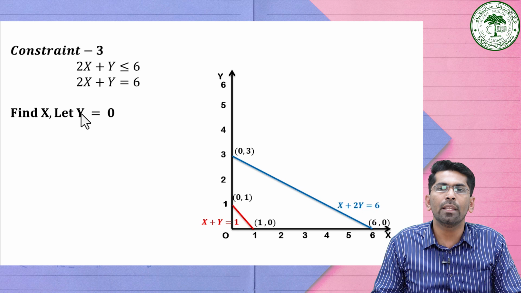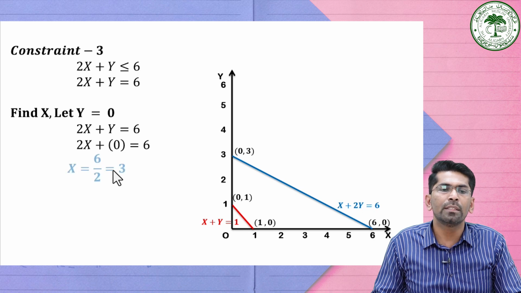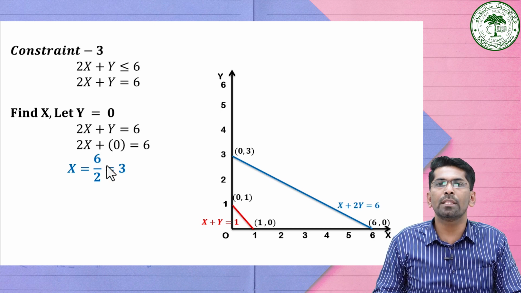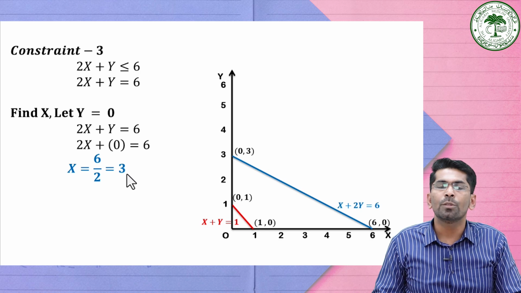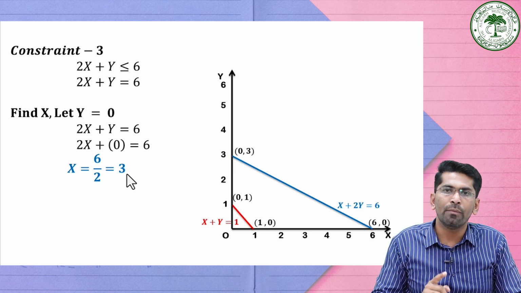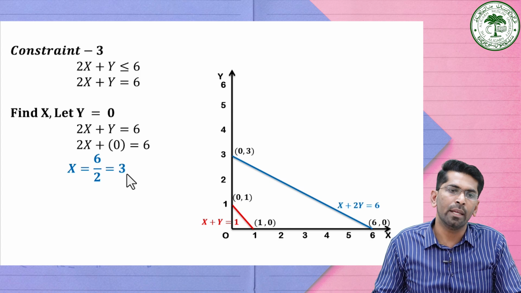We are going to find the value of x. Substituting y equal to 0, it becomes 2x plus y, that is 0, equal to 6. So we can simply write 2x is equal to 6, and dividing both sides of the equation by 2, it becomes 6 divided by 2, which is 3. So when y is equal to 0, the value of x is equal to 3.